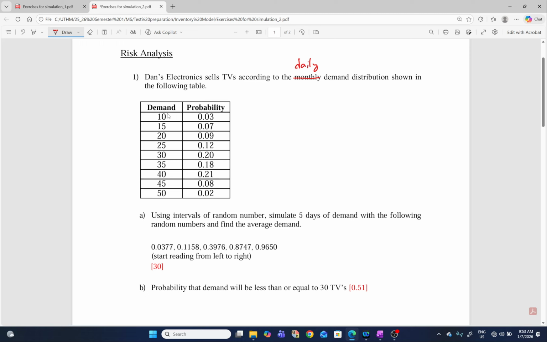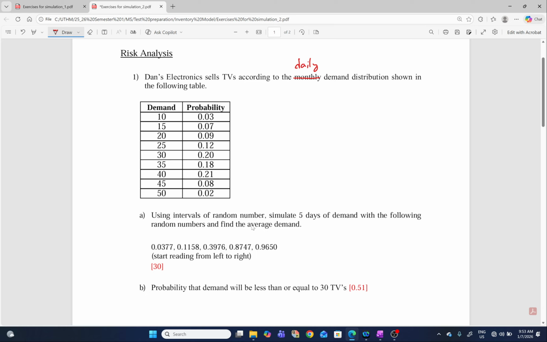for each day, satu hari dia akan dapat order untuk 10 TV adalah 0.03 probability dia. Macam tu lah. What is the probability that 15 TVs they come and buy? 0.07. You can think like that. So the maximum number of TVs Dan can sell is 50, which has 0.02 chance.